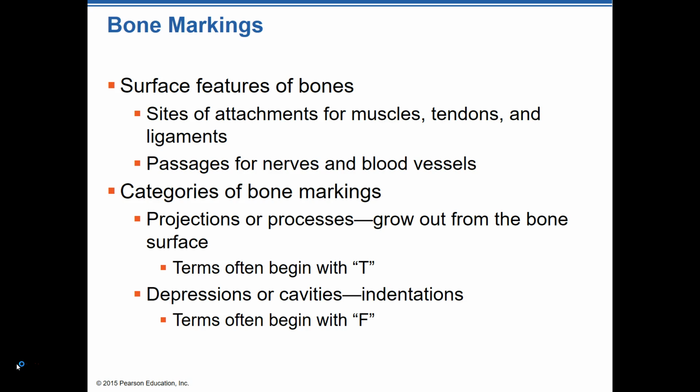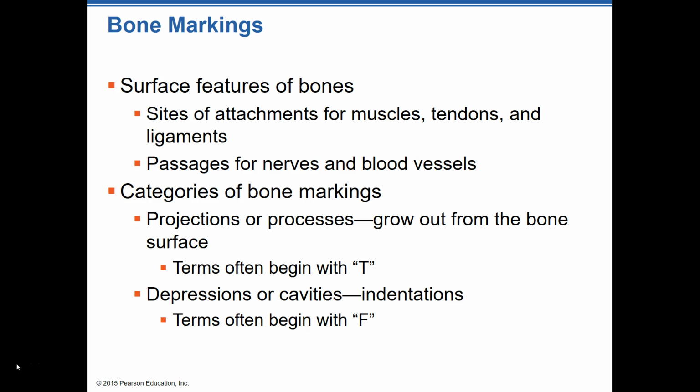There is a way to categorize those bone markings. If it's a projection or a process, usually the name begins with a T. If it's a depression or a cavity, the name will oftentimes begin with an F. If you see a test question, which I don't think there'll be a lot of, I'm just not a big fan of you guys focusing a whole bunch of time on the different names of surface bone markings. But if you see something that's a projection or a process and you're trying to figure out which one it is, it probably begins with the letter T.